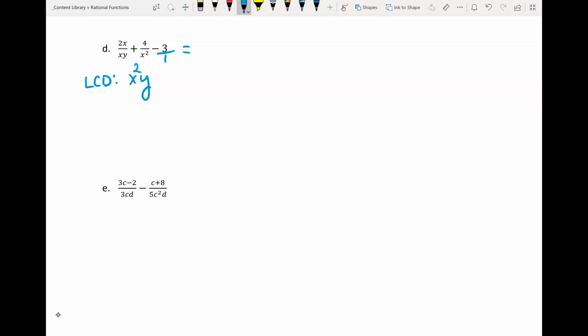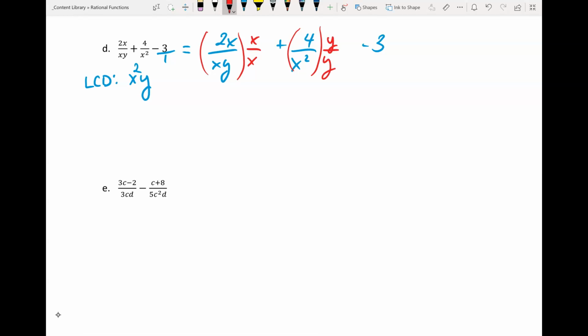So for D, I'm going to then write out my rationals again. So I'm going to determine what I'm going to multiply by for each rational in order to get the same LCD. For our first rational, in order to get x squared y in the denominator, I'm going to multiply top and bottom by x. For our next rational, I need to multiply by y top and bottom. And then lastly, for 3, I'm going to do x squared y top and bottom because it doesn't have anything in the denominator.